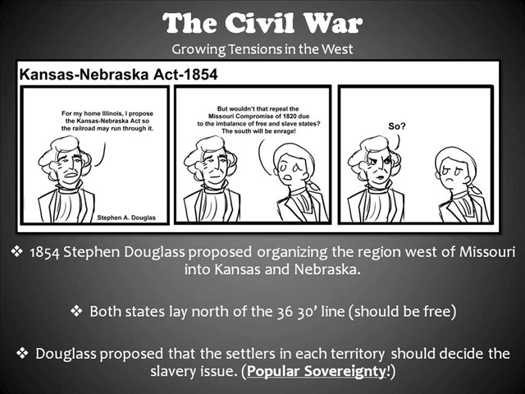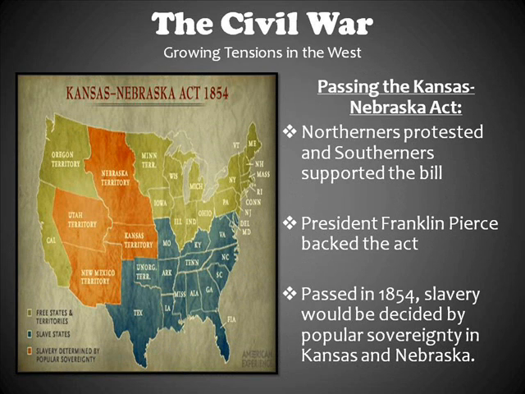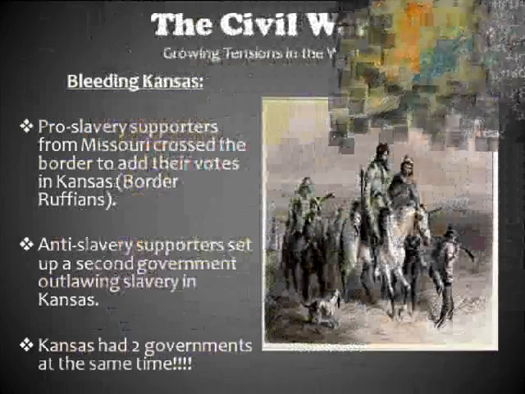This, again, leads to some big-time problems between Northern and Southern individuals. Many Northerners protested this bill, but Southerners backed it. And the president at the time, Franklin Pierce, backed the act as well. And in 1854, it was passed, the Kansas Nebraska Act. Slavery would be decided by popular sovereignty in Kansas and Nebraska. So that means, again, citizens in the Kansas and Nebraska territories were able to determine if their new territory or their new state was free or slave through voting, also known as popular sovereignty.